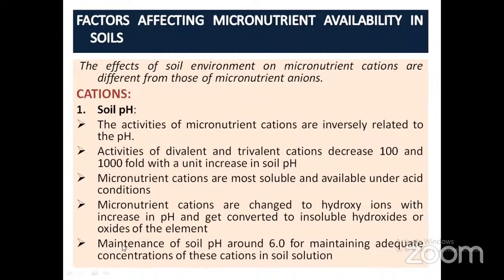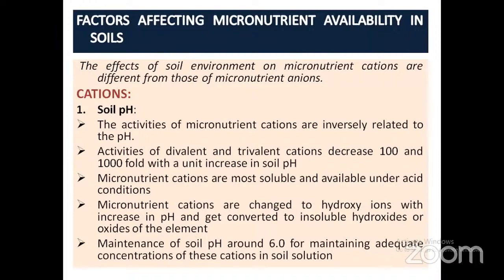You see, the formation of insoluble hydroxide starts as soon as the pH of the soil solution is raised to 6 and above. अब ये हाइड्रोक्साइड्स कितने pH के बाद बनना शुरू होंगे? जैसे ही सॉइल का pH 6 या 6 से ऊपर जाएगा, ये हाइड्रोक्साइड्स और ऑक्साइड्स बनने लगेंगे, जिसकी वजह से माइक्रोन्यूट्रिएंट कैटायंस की अवेलेबिलिटी कम हो जाएगी.